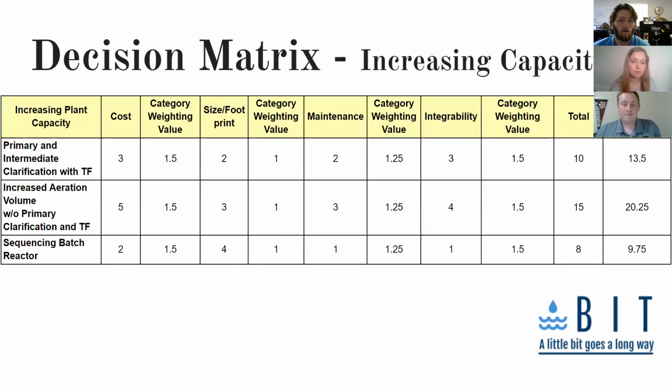For our solution, we use a decision matrix in order to find out which solution was best for increasing the capacity of our plant. As you can see, there's a different category weighting value for each category, and cost and integrability, as we found, were the most important for our design, as cost is very important in how the solution will integrate into the current plant. As for our solution, we came out to a weighted total for the increased aeration volume without primary clarification and trickling filter.